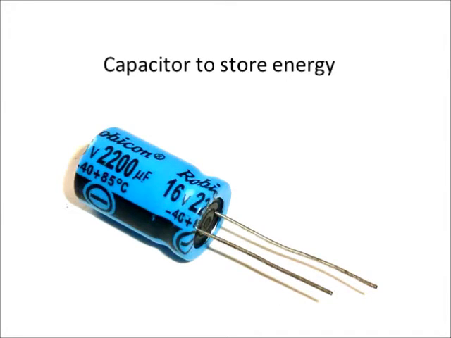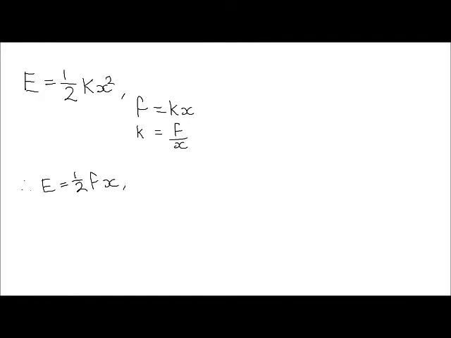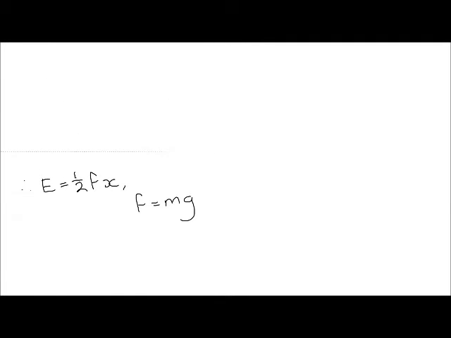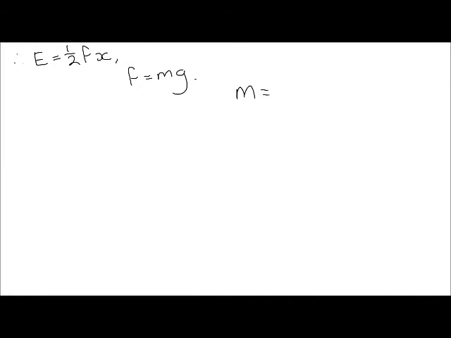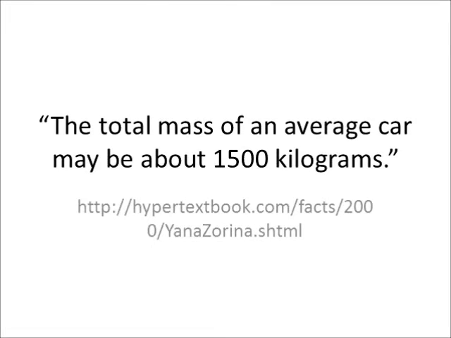and then used to power the street lamps later on. To calculate the energy stored in the spring, we use E equals a half kx squared, where F equals kx, and therefore k equals F over x. This gives us E equals a half Fx, with F in terms of mg. We then assumed the average mass of a car to be approximately 1,500 kilograms.